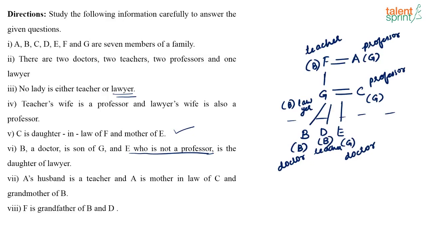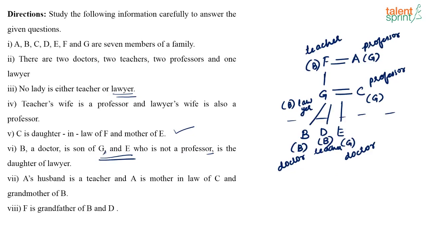The only place where you can get confused here is this point. B, a doctor, is son of G. You should not read it like B, a doctor, is son of G and D. No: son of G, comma, and E, who is not a professor, is the daughter of the lawyer. So it is like two different statements. B is a doctor and is the son of G. E, who is not a professor, is the daughter of a lawyer. This is the only area where you can get confused, but when you look at the diagram, obviously you know it can't be son of G and D. That you will understand when you draw the diagram, and this will be the final diagram that you get. Yes, the comma is very important here.